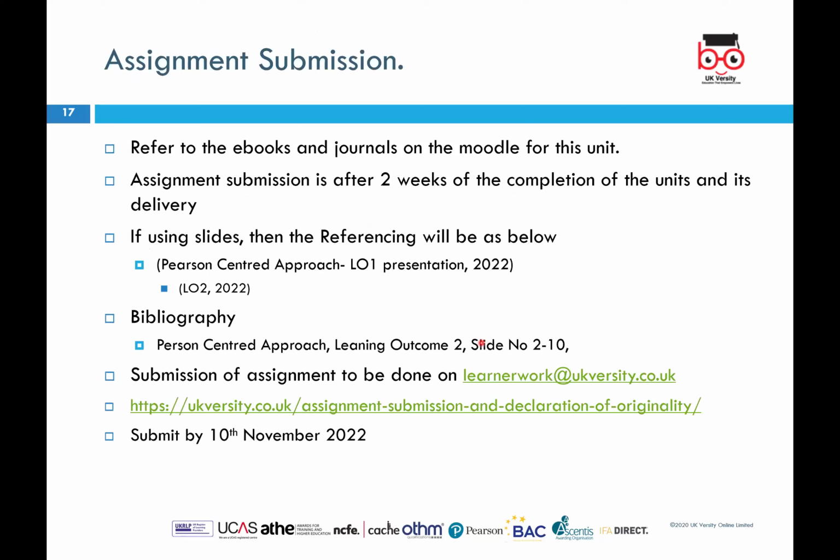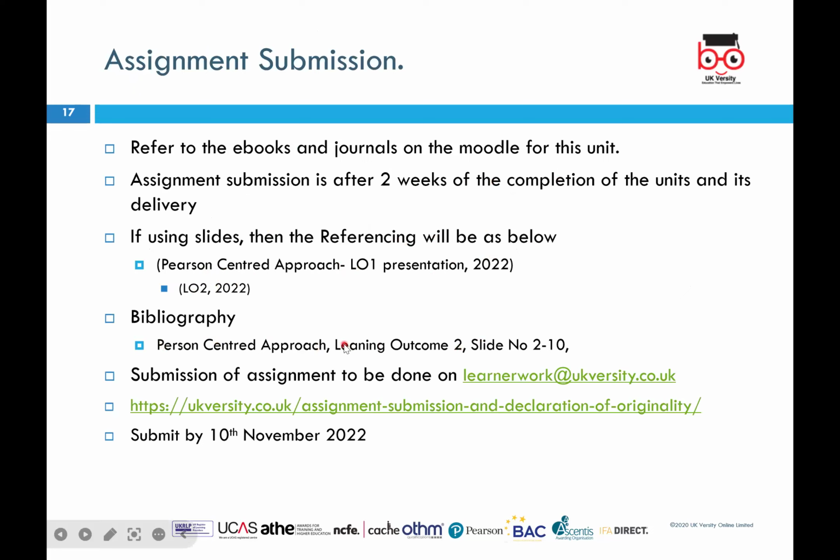So you need to submit your assignment. You read the ebooks that are there. That's the last bit that I'm just sharing. It's due after 2 weeks. If you're using slides, then referencing will be as this. And if you're using a bibliography, it will be like this.